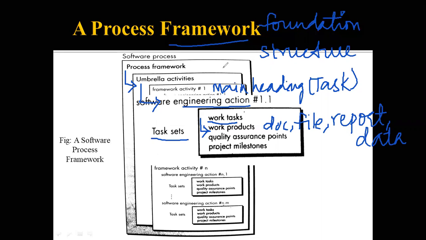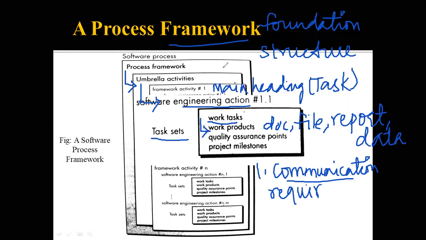Now, let's take an example. Suppose a customer comes and says that I want a software to be developed. The first step that happens is the communication phase between the end user and the stakeholder. Within this communication phase, the developer asks questions so that you can clarify the different features they want. You gather a set of requirements. So my work task is communication.